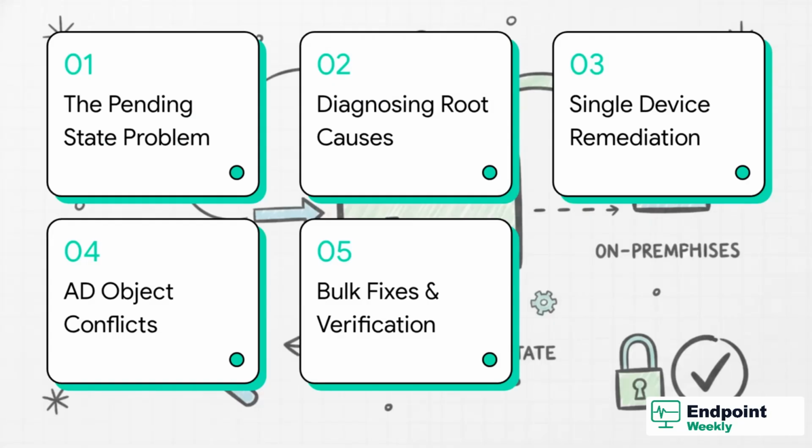Okay, let's dive right into our roadmap for today. First, the pending state problem. Second, diagnosing the root causes. Third, single device remediation. Fourth, Active Directory object conflicts. And finally, number 5, bulk fixes and verification.